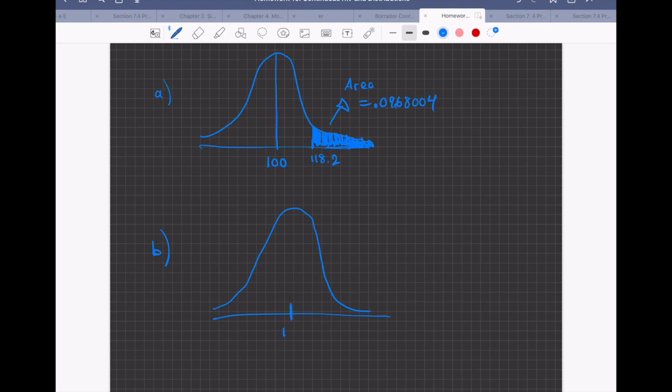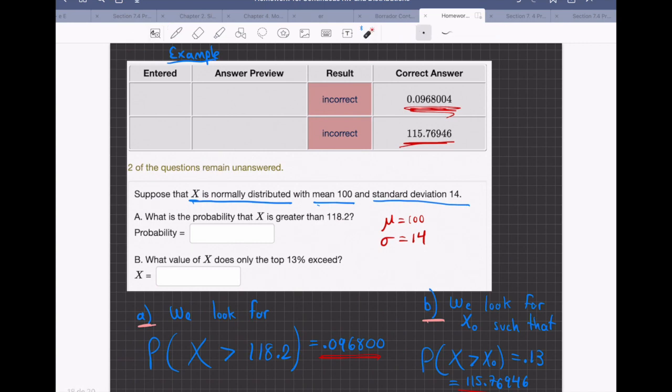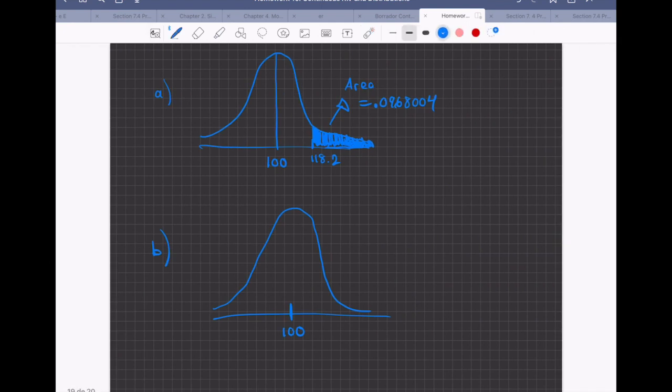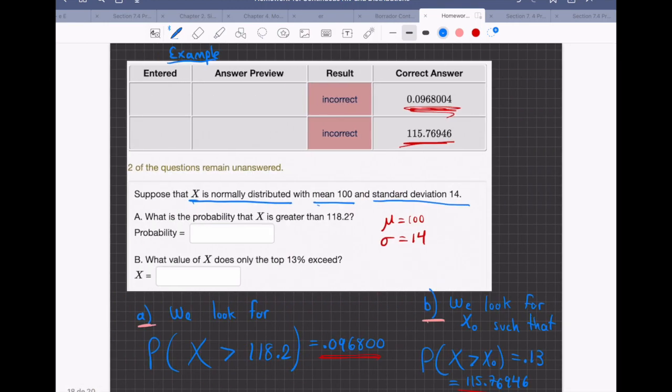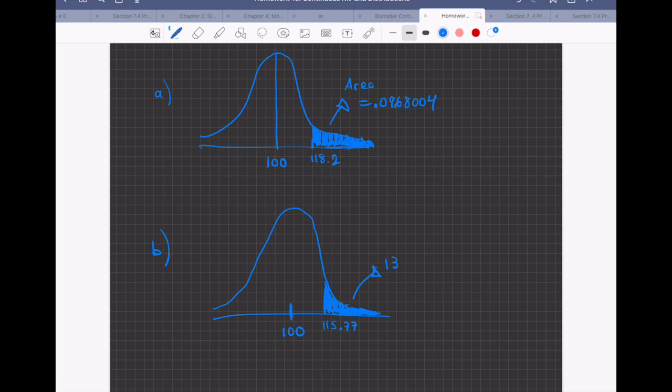For part B, the same, draw a bell shape. Again, identify the mean, 100. And notice, we were looking for x0 such that the probability that x is greater than x0 is 0.13. And that value is 115.76. And this area after this number is supposed to be 13%, or 0.13. All right.